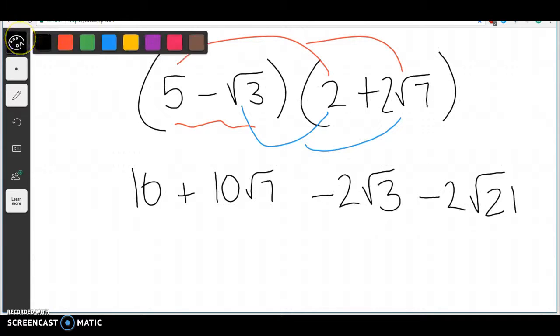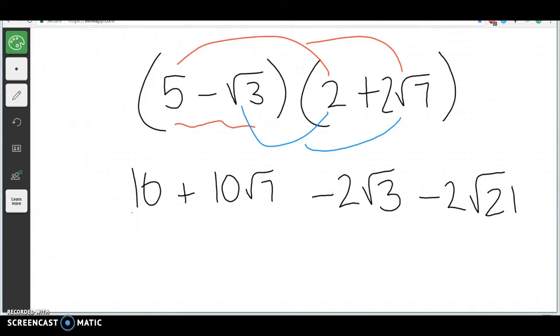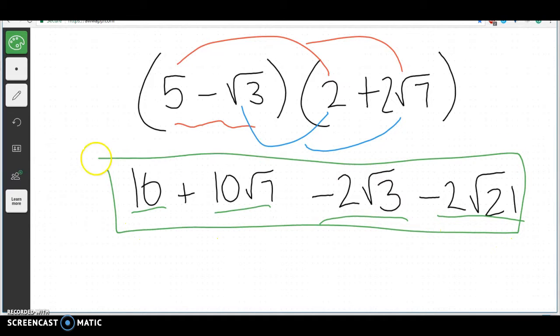And then I would look across. Well, I can't simplify 10, that's going to stay. I can't simplify 10 radical 7, so that's going to stay. I can't simplify negative 2 radical 3, so that's going to stay. And I can't simplify negative 2 radical 21, so that's going to stay. And I can't add any of these things together because they all have different square roots. So that would be my final answer. Some of your final answers might have a lot of terms, so just realize that.